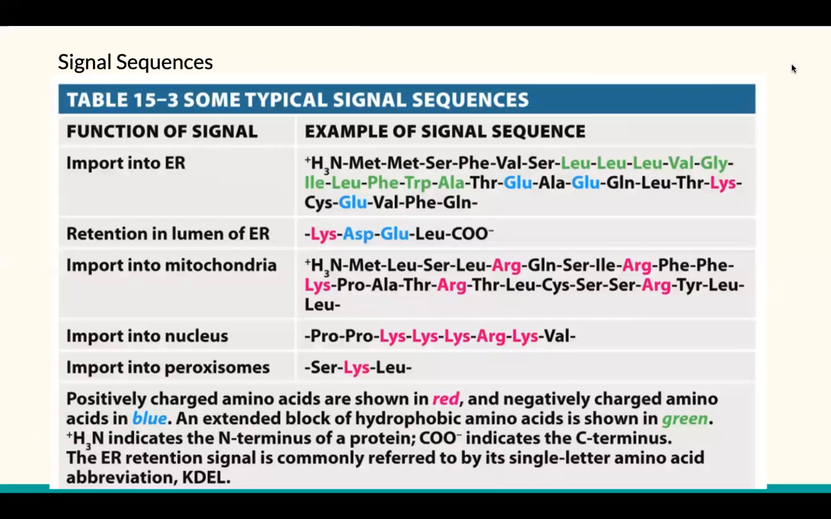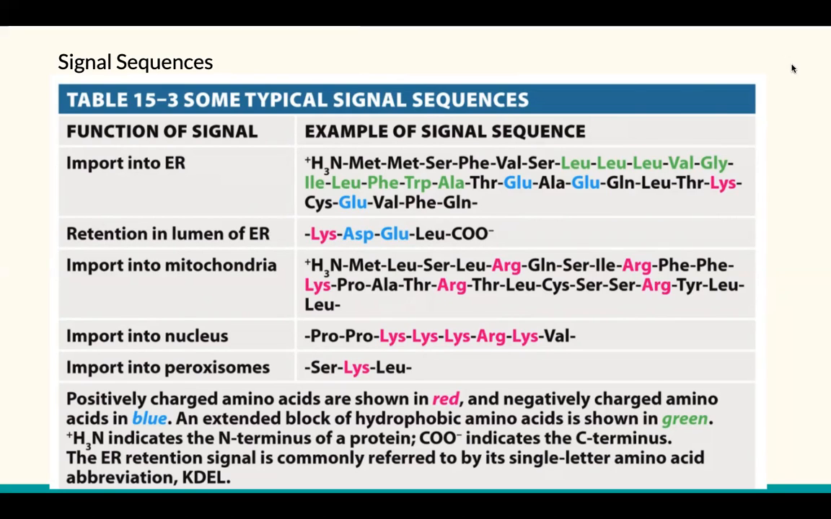So here's that chart that Professor Francis showed you guys in class. She wants you to remember that for the import into the ER, this is just an example, you have all these hydrophobic amino acids in the beginning. It doesn't have to be methionine, serine, phenylalanine. It can be any hydrophobic amino acid. She wants you to remember the chemistry of it. So it's not usually specific amino acids that make these signal sequences, it's just the chemistry of it.